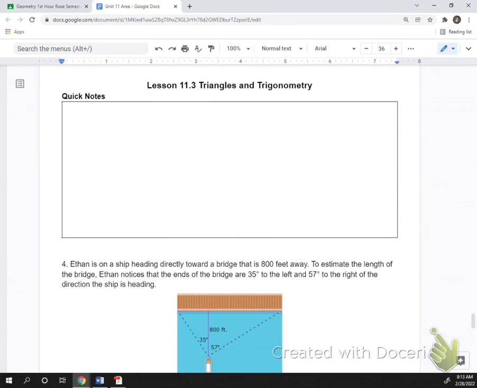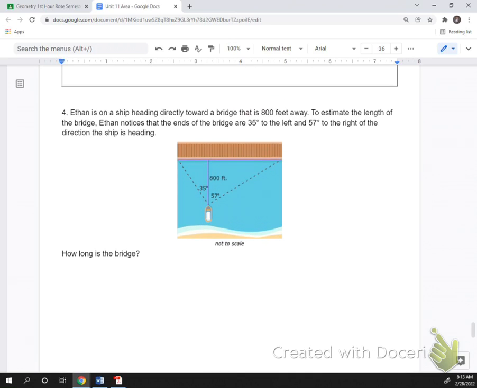First, we're going to start by reading the word problem. Ethan is on a ship heading directly towards a bridge that is 800 feet away. To estimate the length of the bridge, Ethan notices the ends of the bridge are 35 degrees to his left and 57 degrees to his right of the ship in the direction that it's heading. How long is the bridge? Okay.